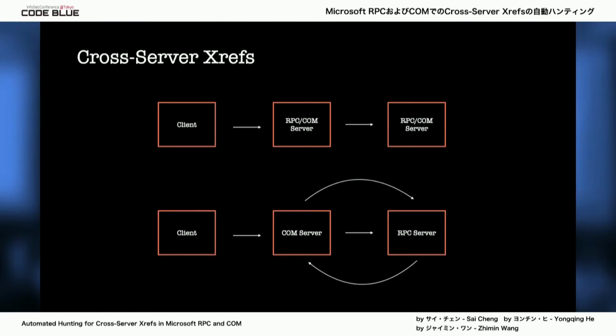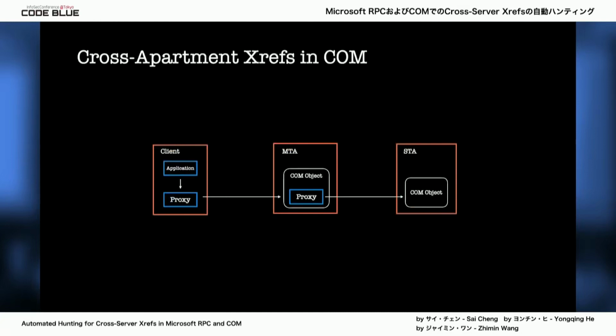Cross-server Xrefs has these scenarios, and C for COM, R for RPC, so C2C, R2R, C2R, and R2C. I mentioned that crossing the server boundary does not necessarily cross the process boundary. In COM, I think the smaller unit is an apartment. A COM object holds an interface pointer to an object residing in a different apartment. Let us call it the outer object, and the contained object is the inner object.